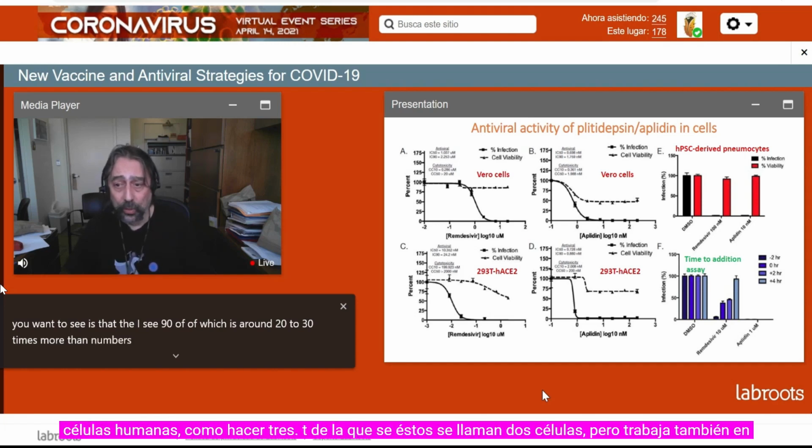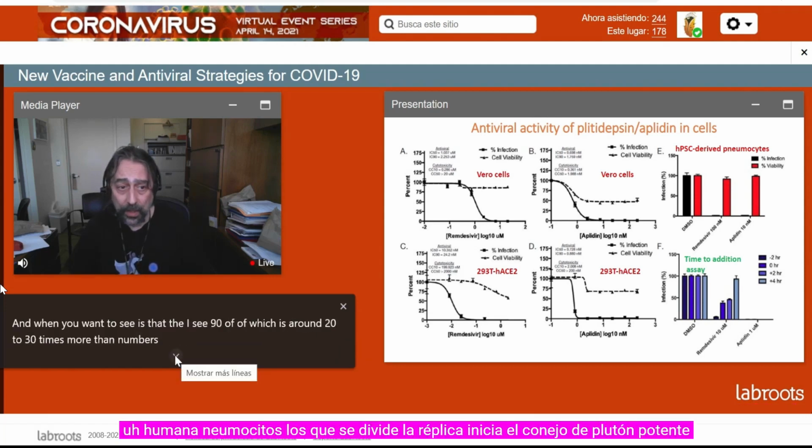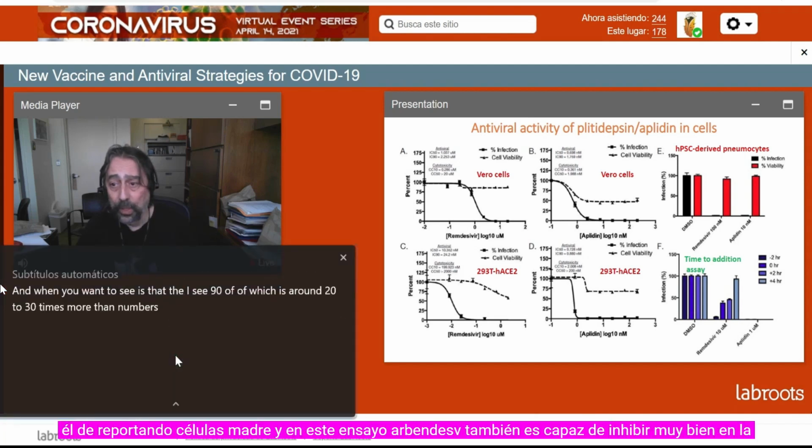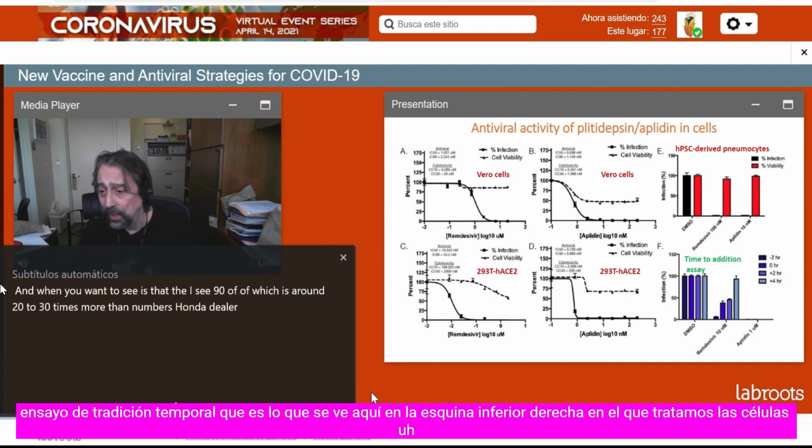Not only does it work in human cells like 293Ts, which are tissue culture cells, but it also works in primary human cells. These are here in the right corner on the top. These are pneumocytes, human pneumocytes, the ones where the virus replicates, derived from human pluripotent stem cells. And in this assay, remdesivir also is able to inhibit very well at the low concentration, 10 nanomolar, the infection by SARS-CoV-2.